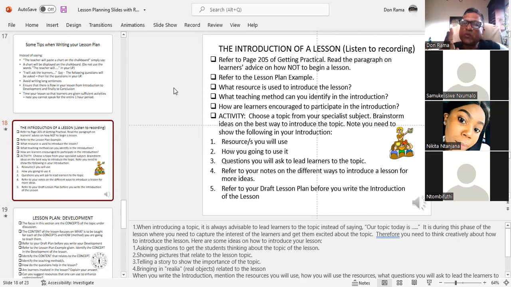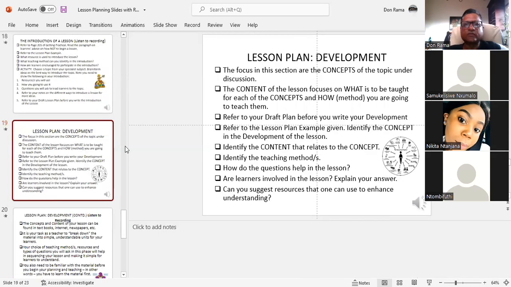In your lesson, do not mention the topic first. You have to lead the learners to that topic, right? By asking questions, by introducing the topic, by using resources. These are different ways of introducing a lesson. Now, we have a document that I will send to you, which gives you ideas on how to introduce a topic, which I will send to you later.